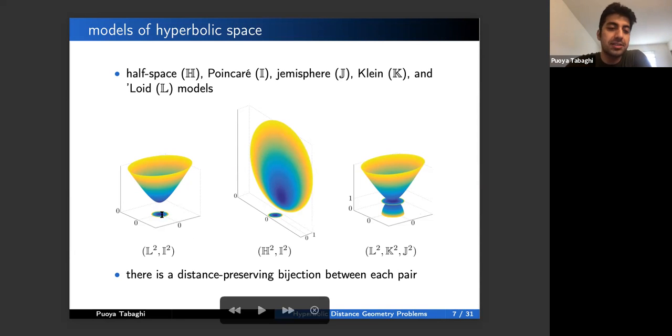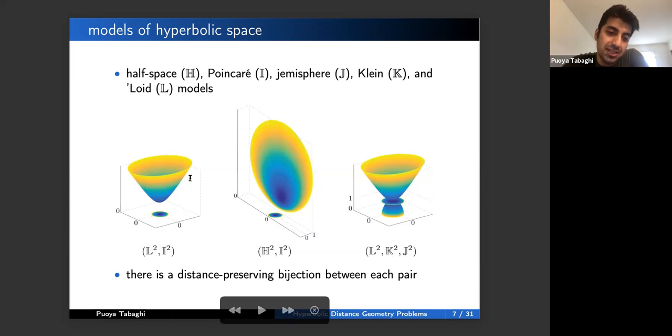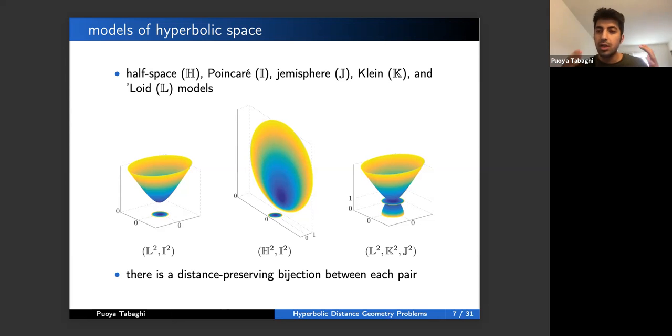The Poincare model is this disk right here, and it can be used to visualize hyperbolic point sets, which I just did like 2 seconds ago. But the Loid model, which is this hyperboloid, is in my opinion pretty good for optimization purposes. But as far as distance geometry is concerned, all of these models are equivalent because there is a distance preserving bijection between all of these spaces. So if you can embed your point sets in one of them, you can just transfer them to some other space and visualize it there.